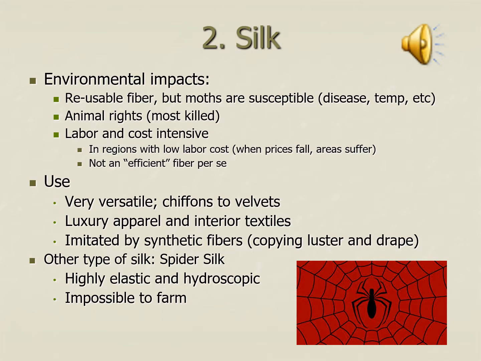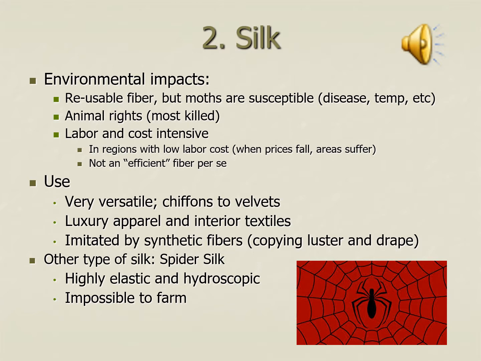So for this reason, silk has been imitated quite a bit by synthetic fibers, primarily rayon, to try and copy the luster and the drape associated with silk. So there are alternative manufactured or synthetic options.